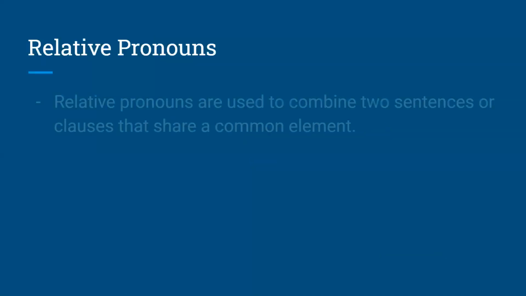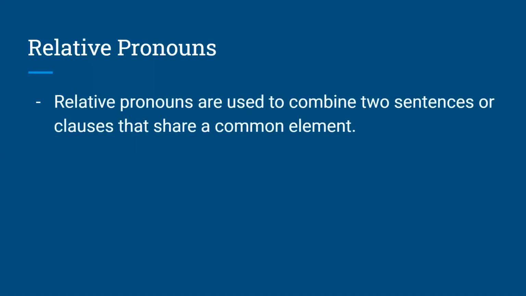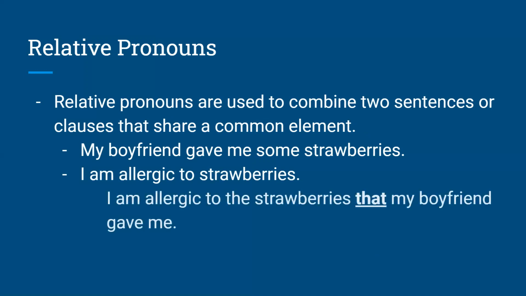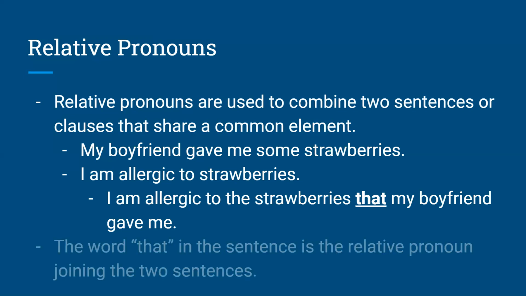Relative pronouns are used to combine two sentences or two clauses that share a common element. And this is in English as well as Spanish. For example, we've got a sentence: my boyfriend gave me some strawberries. Two, I am allergic to strawberries. We can combine this all into one sentence by saying, I am allergic to the strawberries that my boyfriend gave me. And the word that would be our relative pronoun, linking those two pieces together.